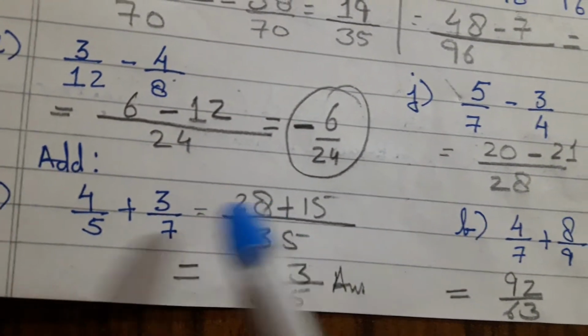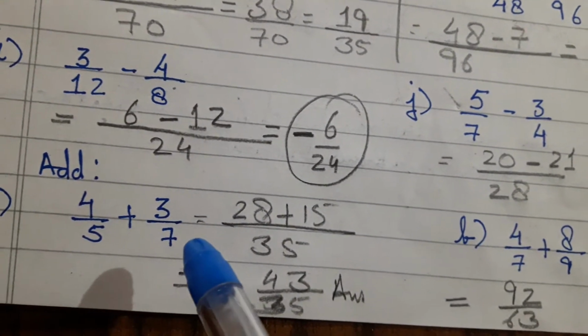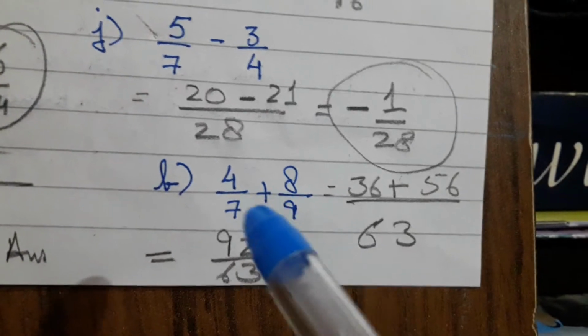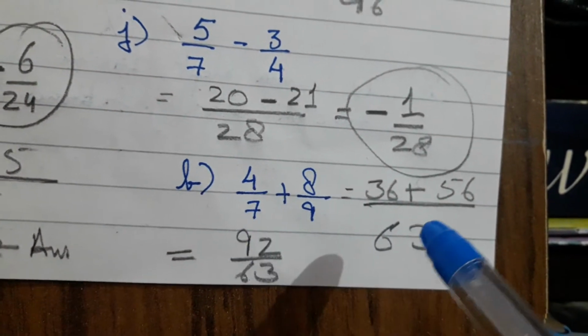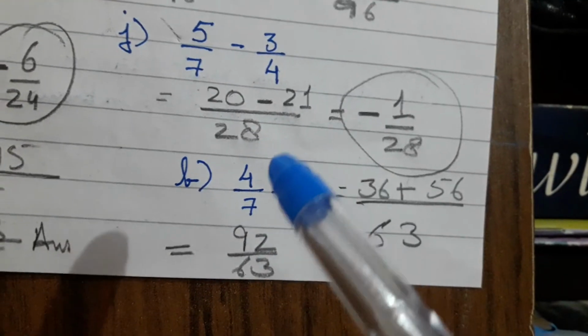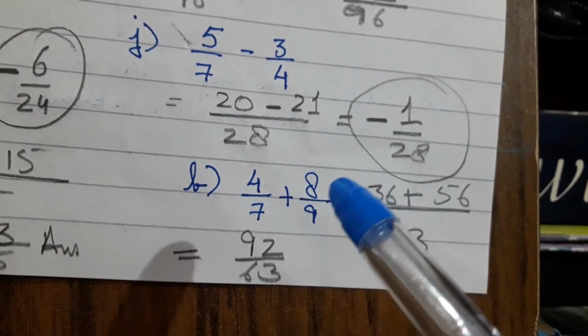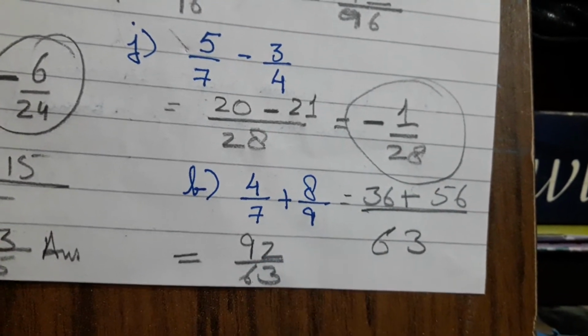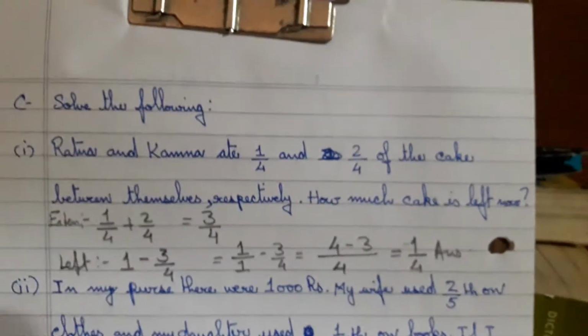Now these are additions which we have been doing so often. 35 is your LCM, right? 4 7s are 28, and 7 5s are 35, so 3 5s are 15, so this is your answer we have. 4 by 7 plus 8 by 9, the same thing happens, 63, right? And 7 9s are 63, 4 9s are 36, and 9 7s are 63, 8 7s are 56, right? So 92 over 63.